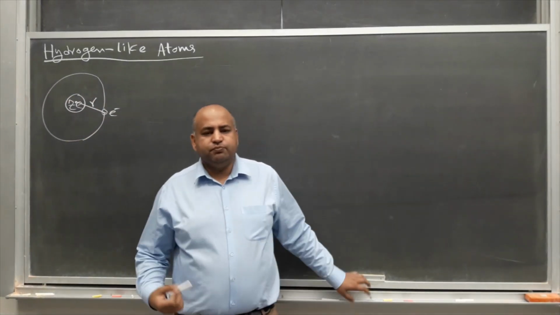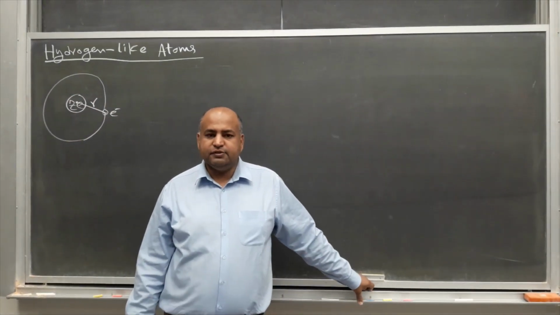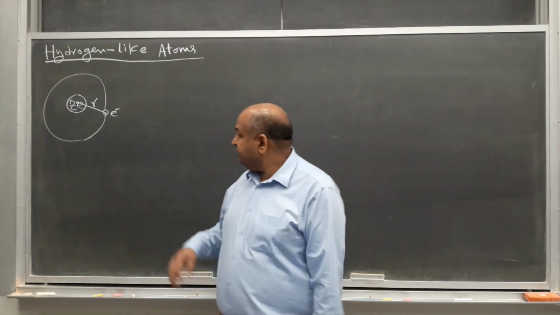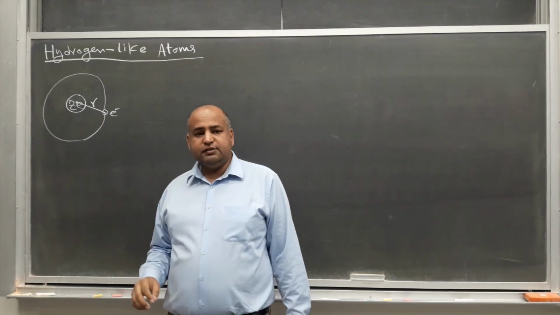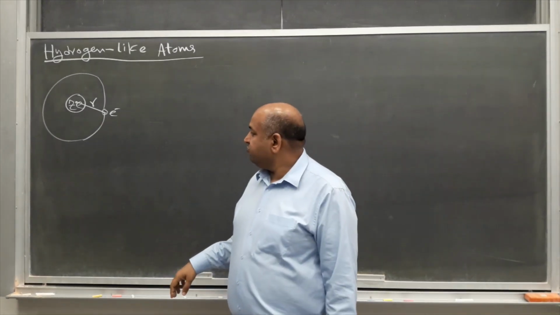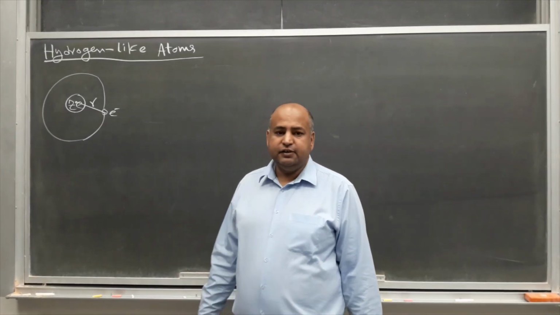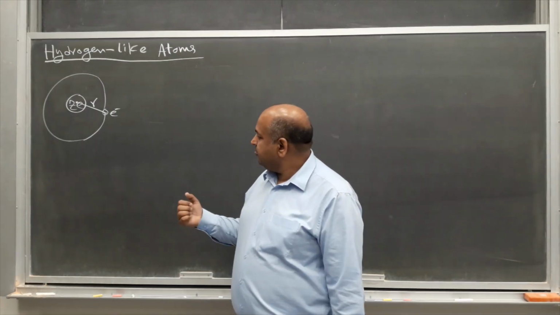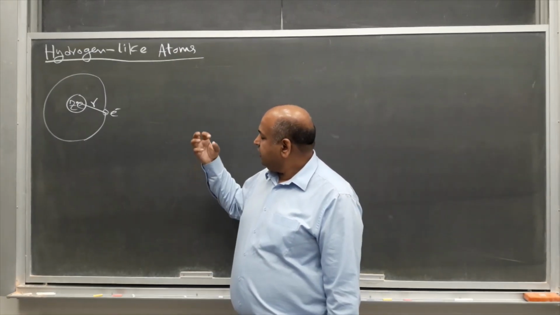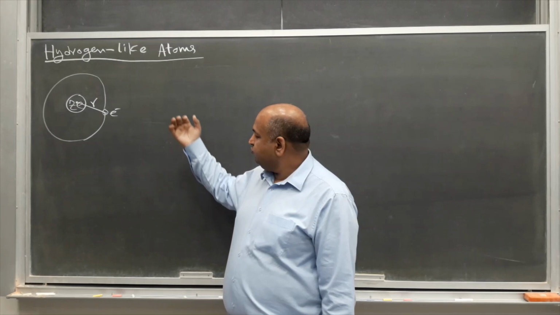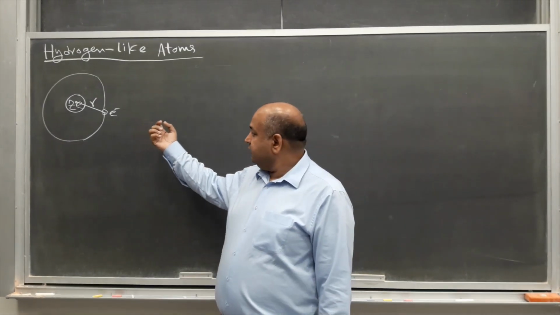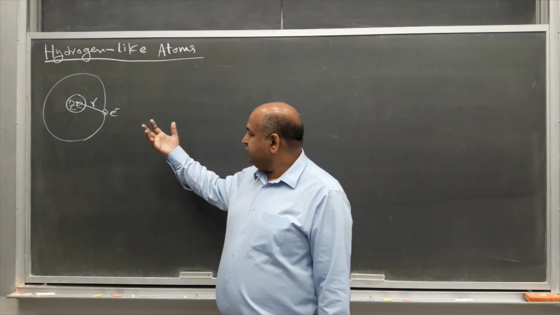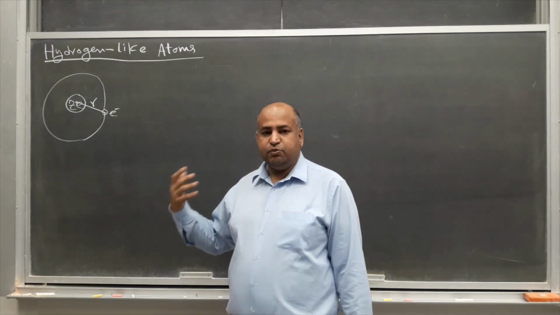In this video, we will discuss hydrogen-like atoms. Hydrogen-like atoms have one electron around the nucleus, and in the nucleus there are Z number of protons, so the atomic number is Z. So we have a system in which we have two particles, one electron and another nucleus, and we can write the potential energy, which is of course a central potential.